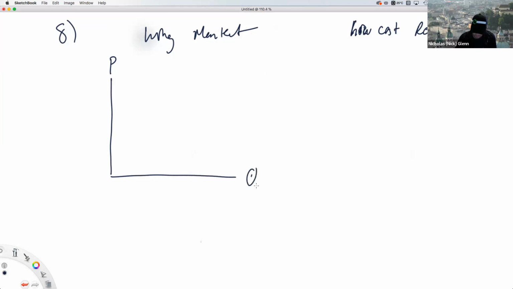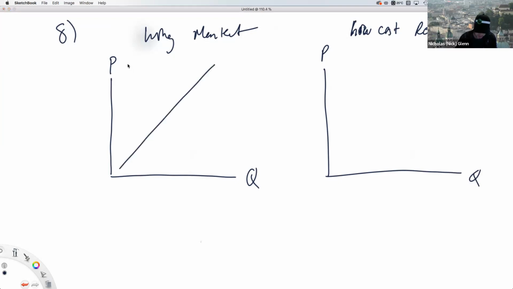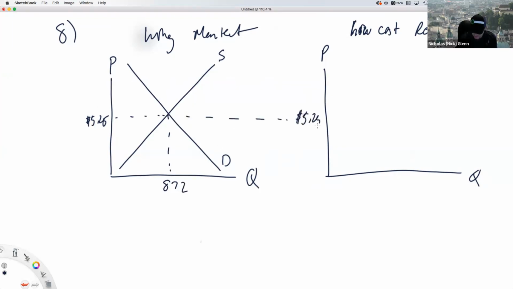Okay. Remember, the market determines the price. All these individual restaurants together make up supply, and then demand comes from the consumers here. We said the price that brings us to equilibrium is $5.25, and that quantity we said was $8.72. For this restaurant, it takes this price as a given. It just has to accept it. Doesn't matter what it produces, this price will stay the same.